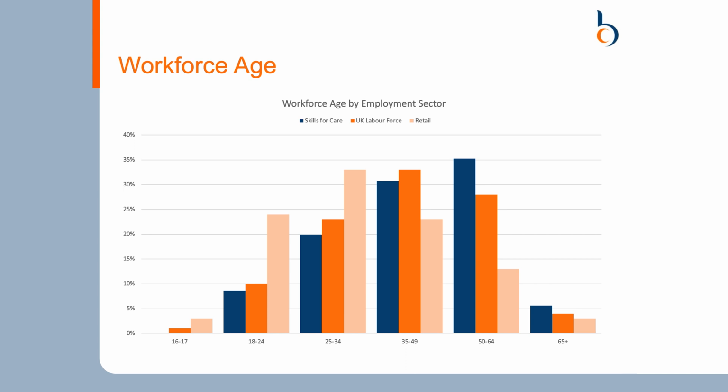So you can see the differences between the dark blue, which is the Skills for Care workforce data, and the retail workforce, which is your competitors. They're capturing all that young workforce, whereas by the time people get to 50 to 64, they're leaving to go and do other things. Perhaps that explains some of the recruitment difficulties social care has in attracting people.